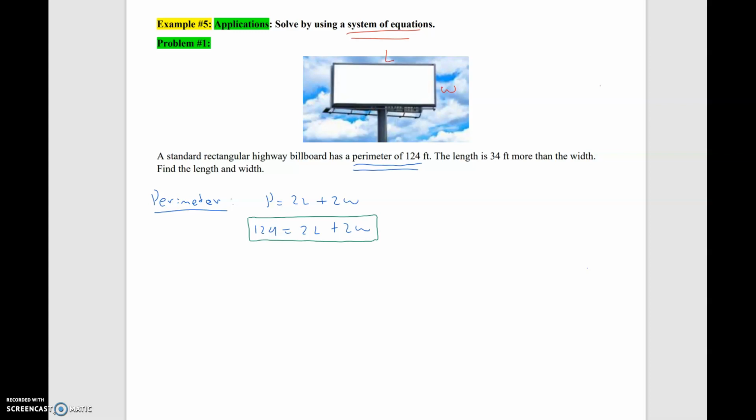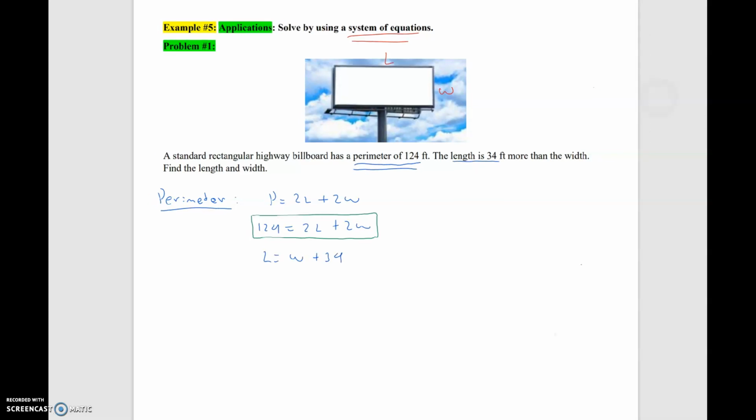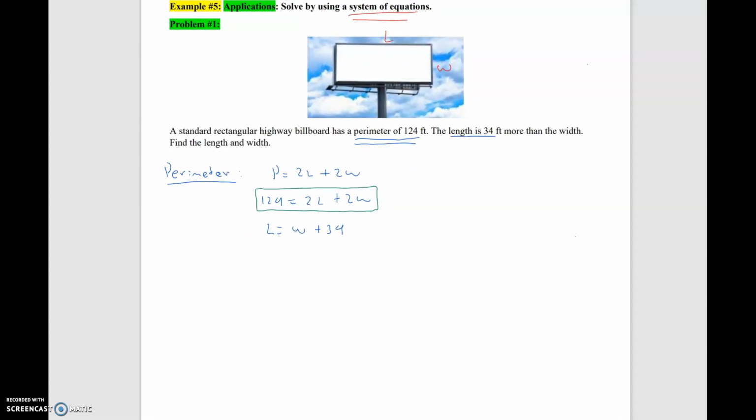You are given other information: the length is 34 feet more than the width. So technically this will be another equation. L is equal to 34 feet more than the width, so W plus 34. Okay, so let me set the system. And just so that it's clear what we're doing, I'm going to declare the variables. Let L equal the length and W equal the width.